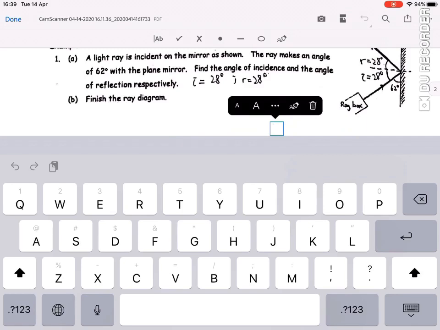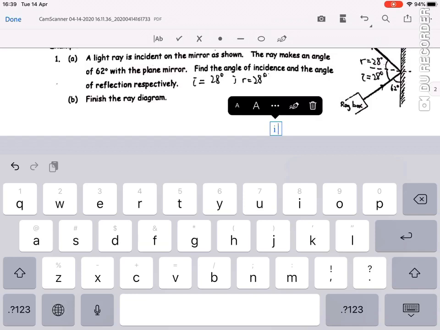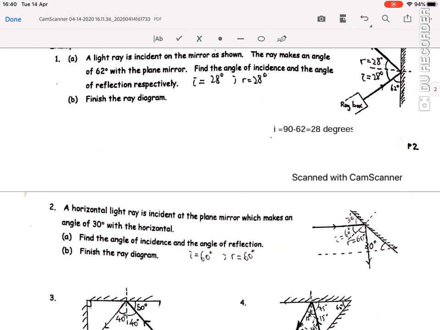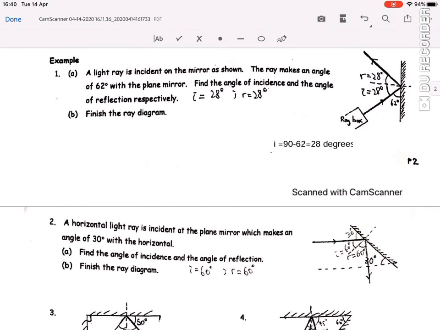And just let me write down. So we need to find out what's the incident angle, I. It will be equal to 90 degrees minus 62 degrees. And that would give you 28 degrees, okay? So in here, make sure you know how to get this one, how to get the angle of incidence or the incident angle, which is 28 degrees, as shown in this drawing, the I.